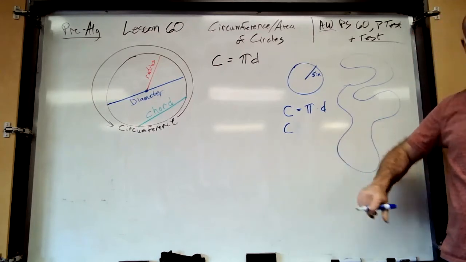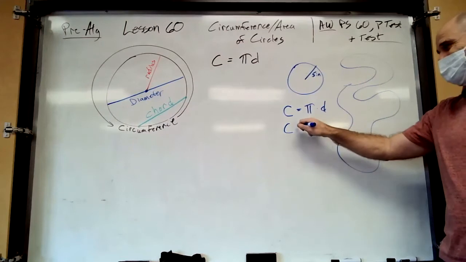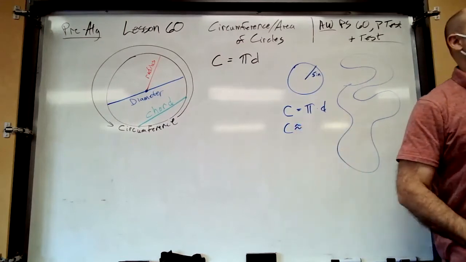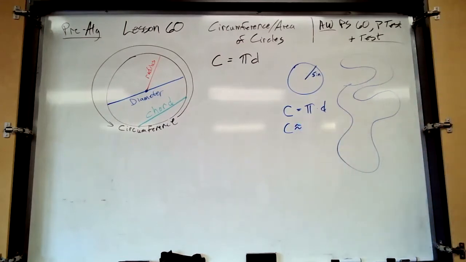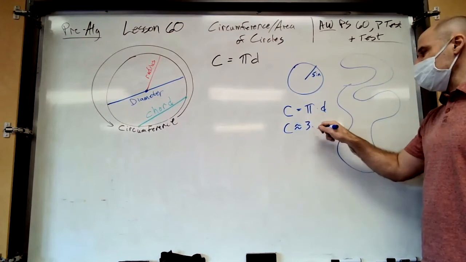Instead of an equal sign, I have to do this. This means approximately because 3.14 is not pi. It's just an estimation of pi. Okay, but we're gonna use 3.14 times, what's the diameter?